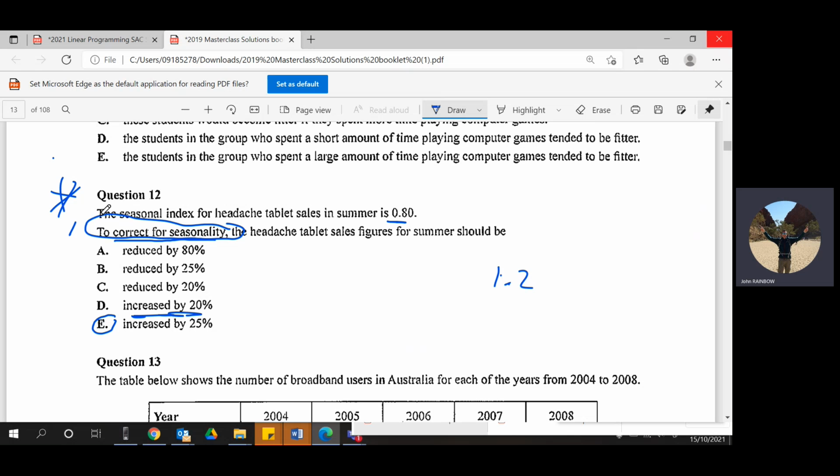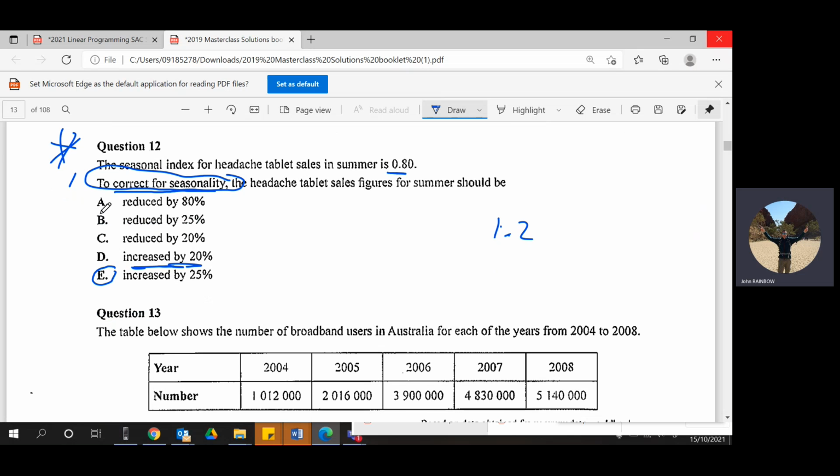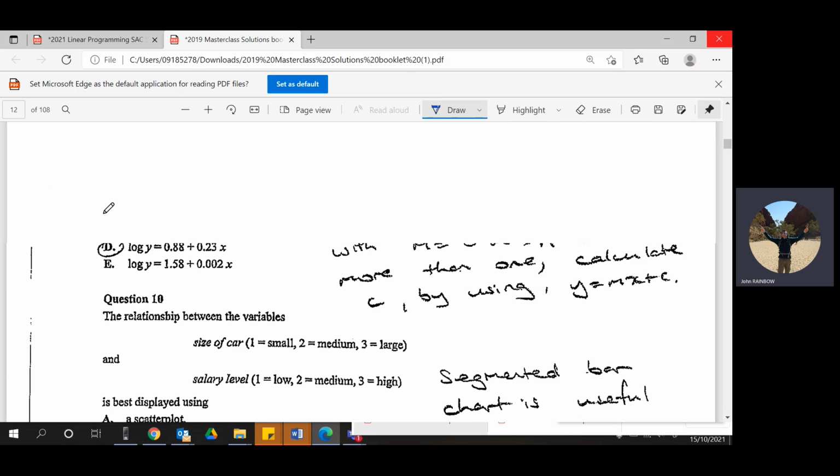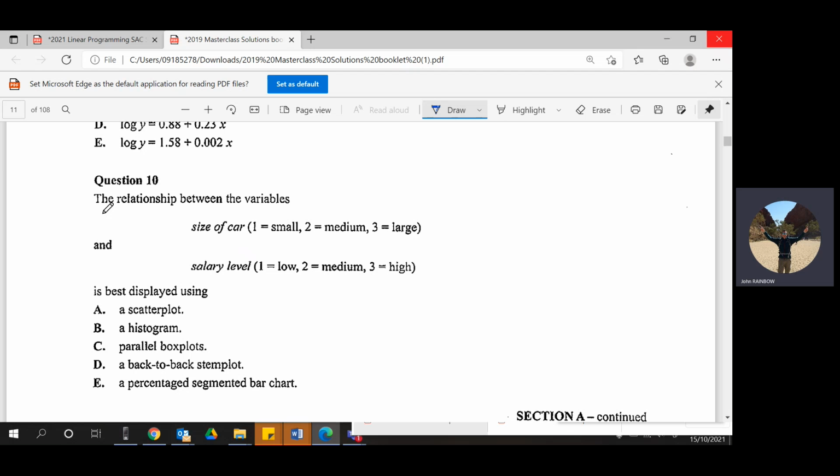I'm just going to run through a couple myself now. I'm going to ask to go back to page 9 if we can. I'm just going to run through and talk about a couple to help you guys with this. We're going to have a look at question 10. Have a quick think about this, the relationship between the variable size of cars and salary level. What do you think that would be?